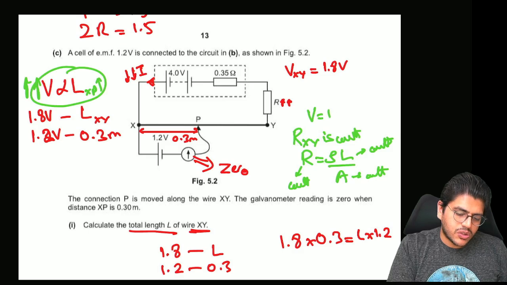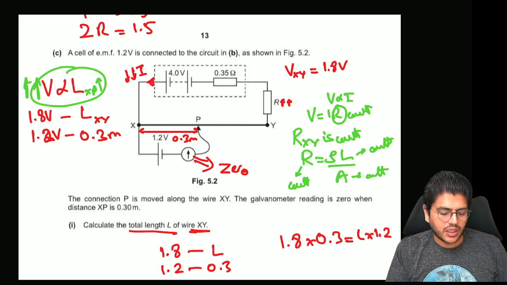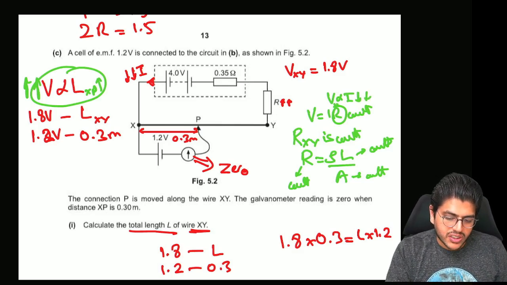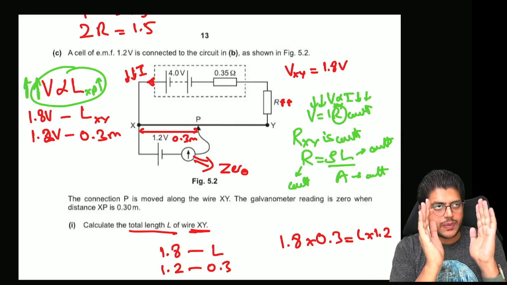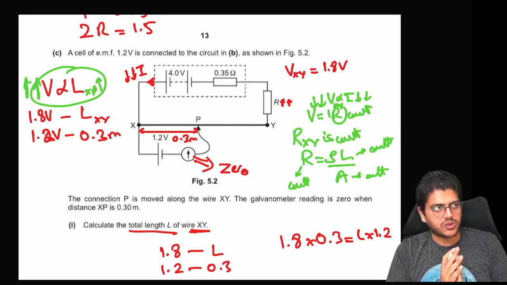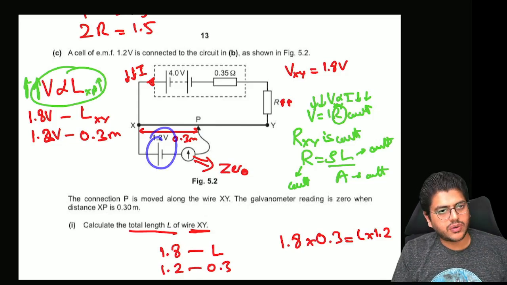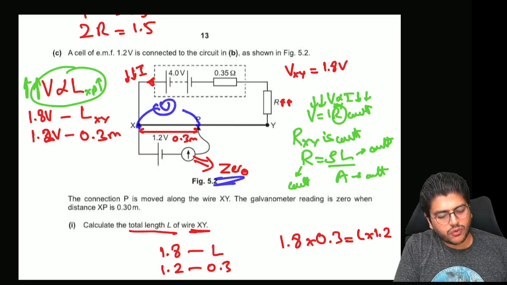And V is equal to IR. If this resistance is constant, you know that voltage is proportional to current. So when your current decreased, what happened to the voltage XY? The voltage XY also decreased. That's how we conclude it. Then XP is a part of XY, so voltage XP also decreased. And this voltage is still remaining at 1.2, and you want this to be 0. That means that XP should have a voltage of 1.2.